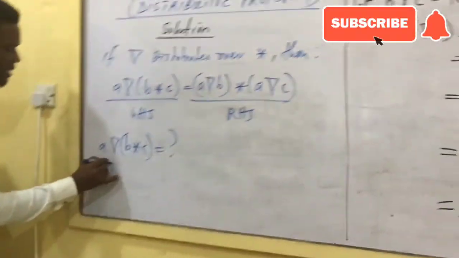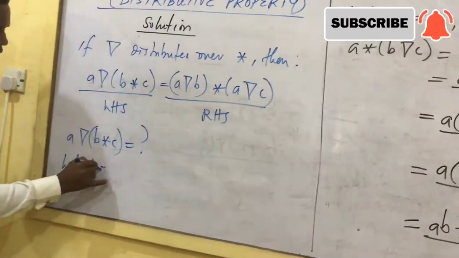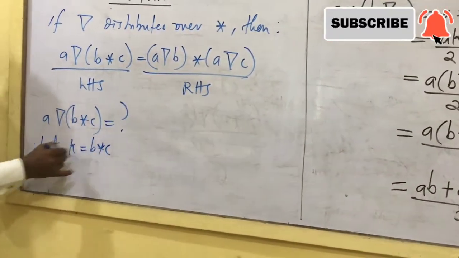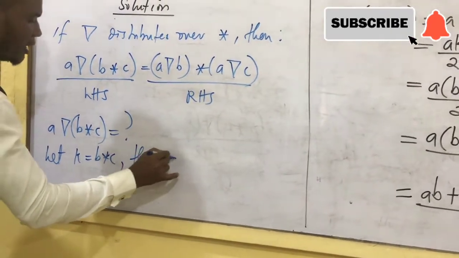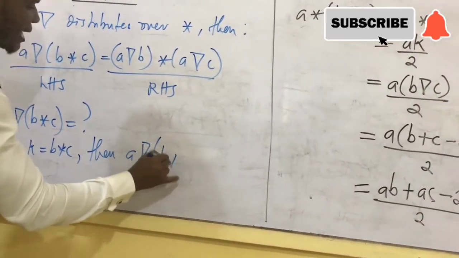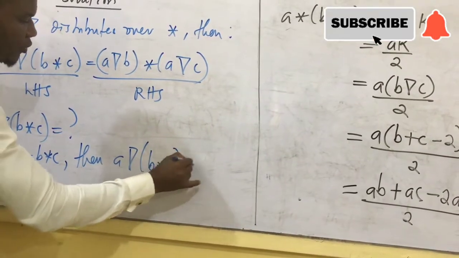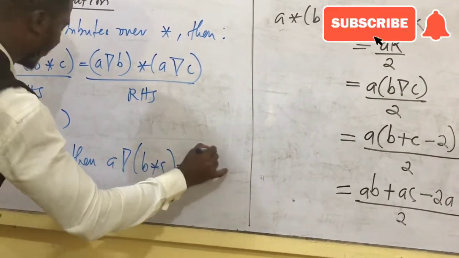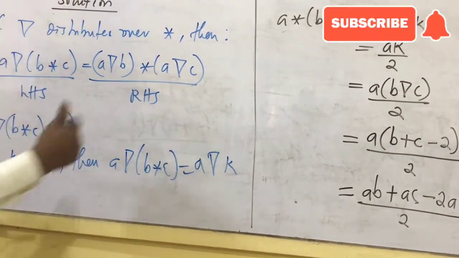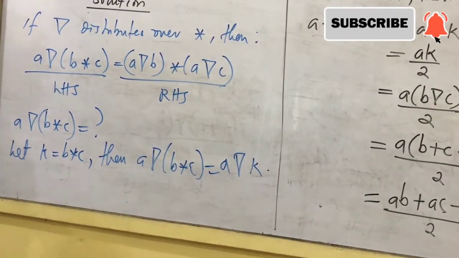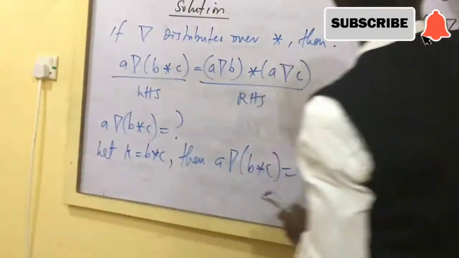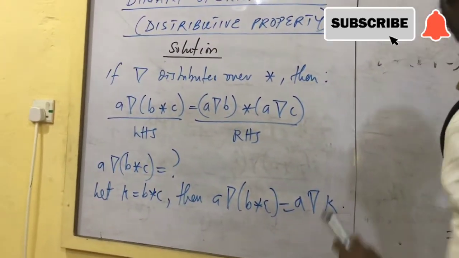Now I'm going to do the same thing I did earlier on. Let k be equal to b asterisk c. Now if k is equal to b asterisk c, then a nabla b asterisk c reduces to a nabla k. Of course, you would agree with me. Okay? So the question is, what is a nabla k?